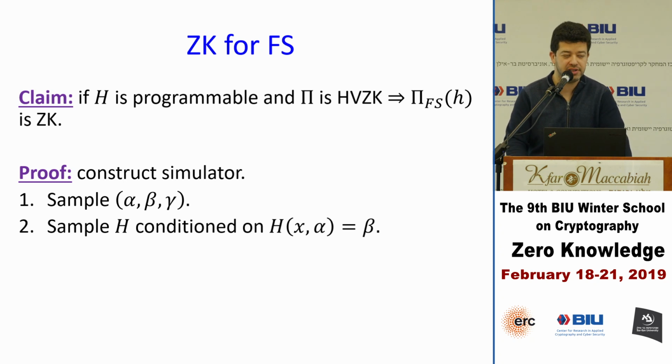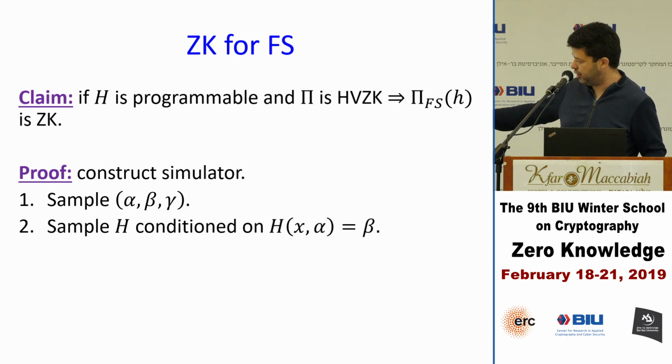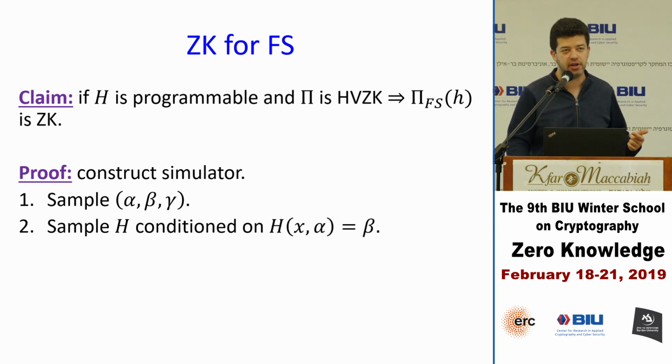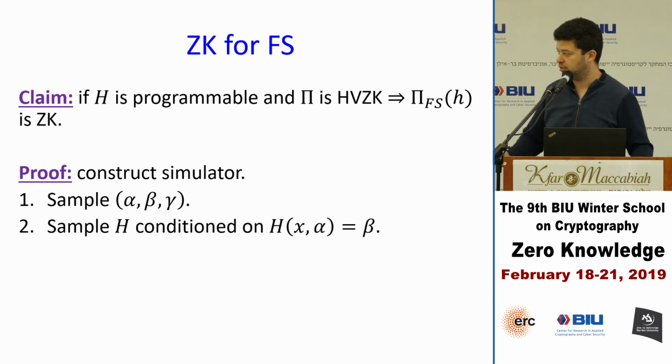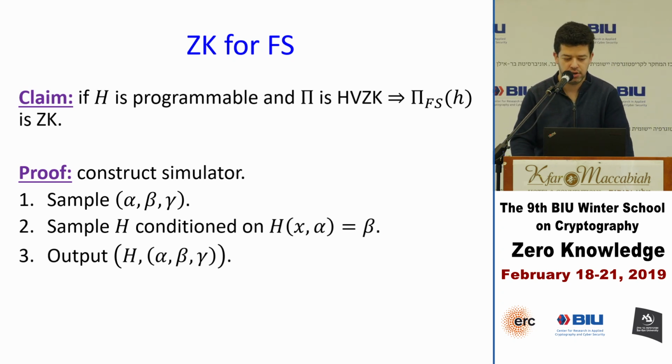Now I'm going to use the programmability to sample little h. I want to sample little h conditioned on little h of alpha being equal to beta. I can do this based on programmability. And then I output little h, comma, this transcript, alpha, beta, gamma.